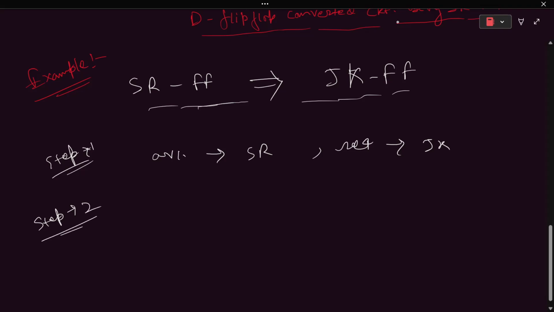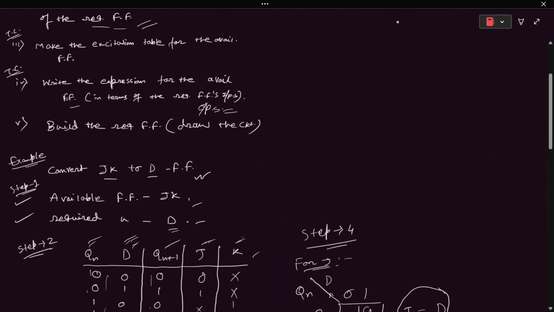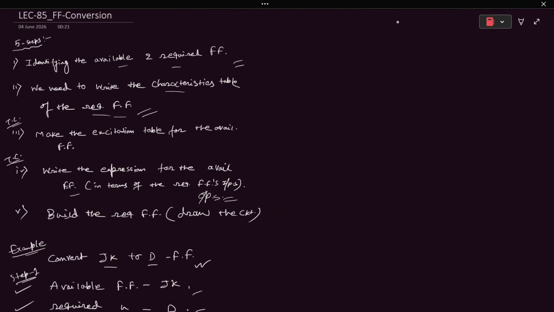In step 2, you must first write the characteristics table. Characteristics table of what? Of the flip-flop that I need to build, right? We need to write the characteristics table of the required flip-flop.